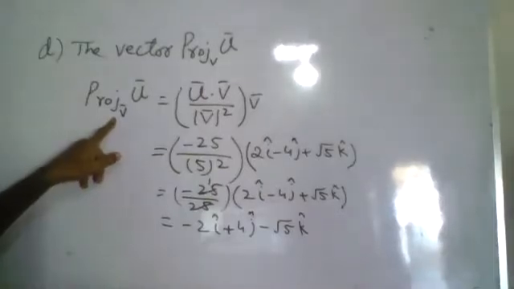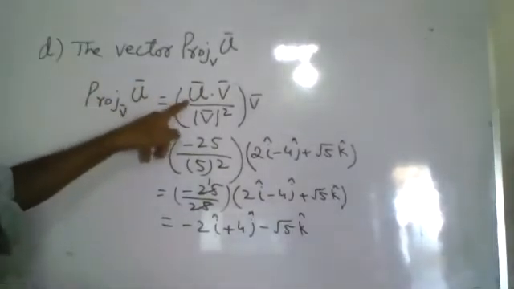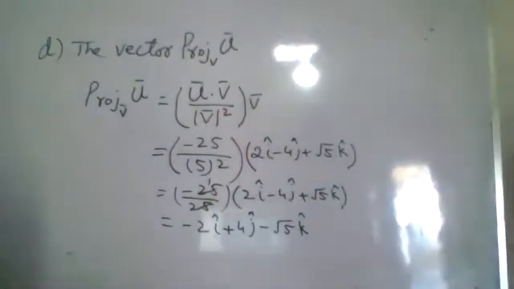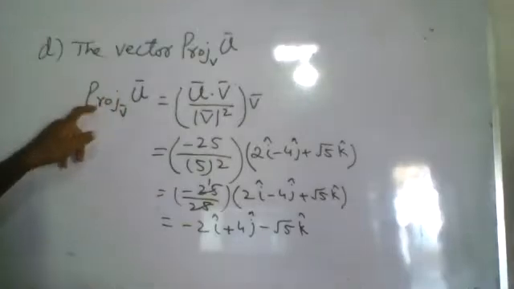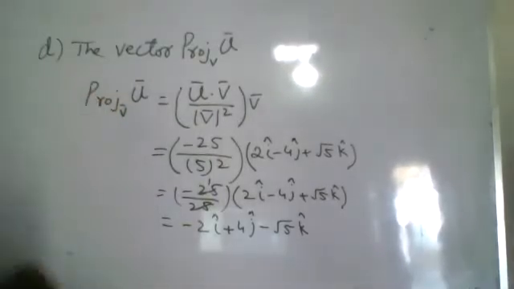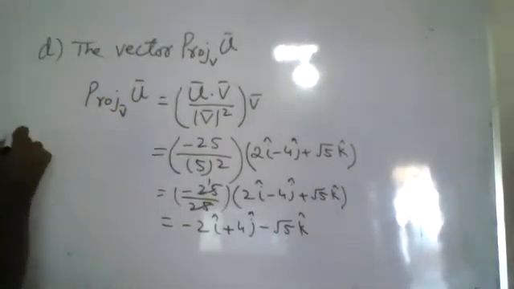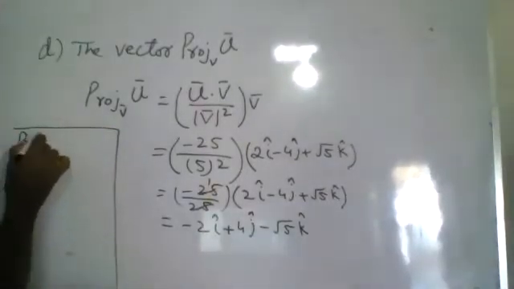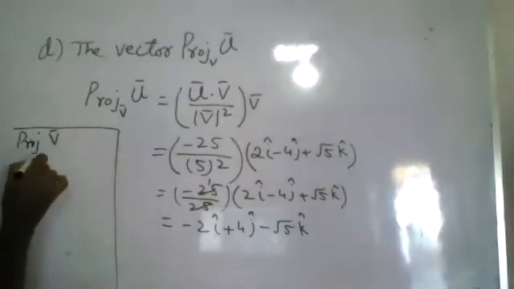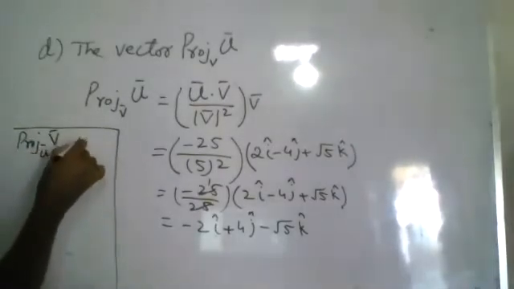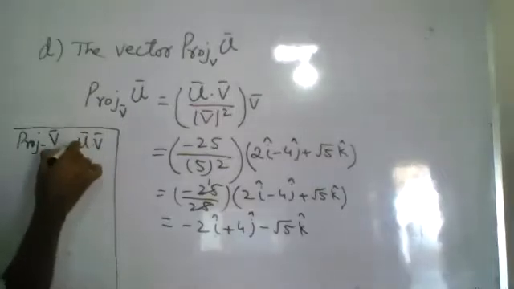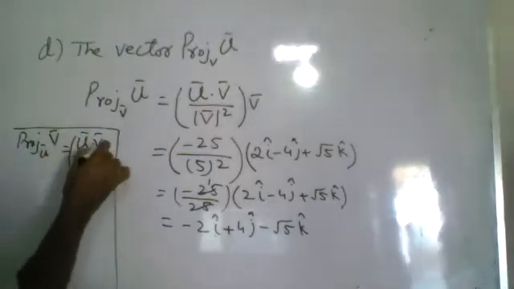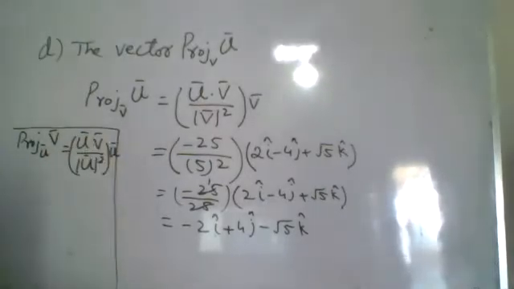How to find it? We'll take u dot V upon the magnitude of V whole squared into the vector V. If you are asked to find the vector projection of V onto U, it will become u dot V upon magnitude of U squared into vector U. That will be in this way.